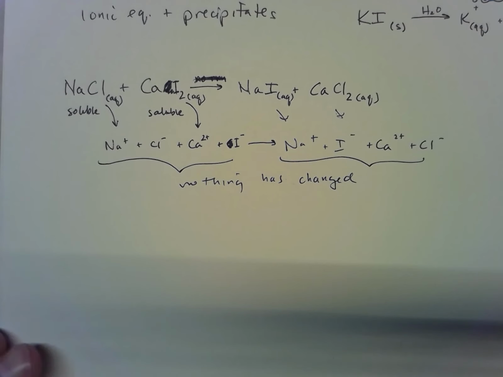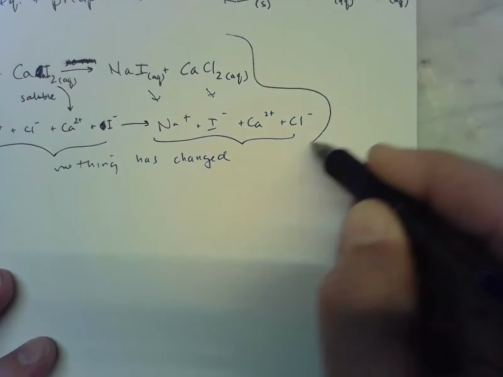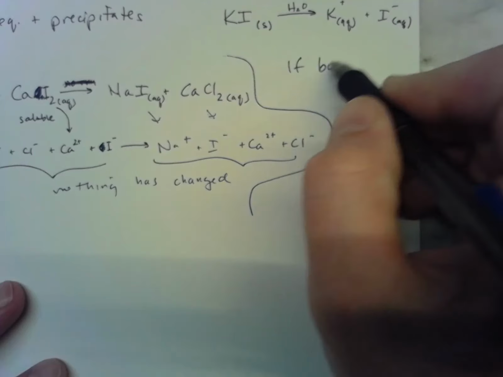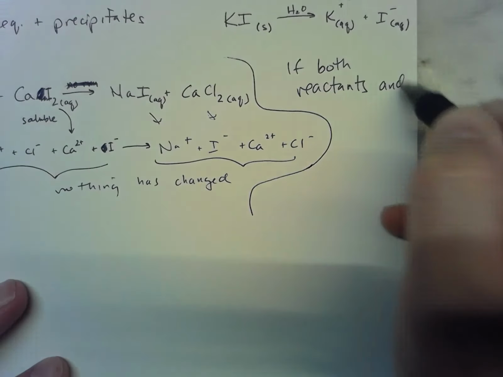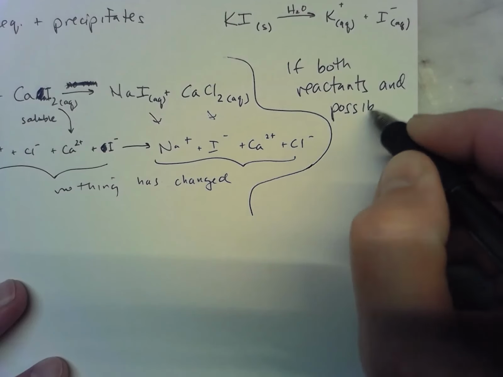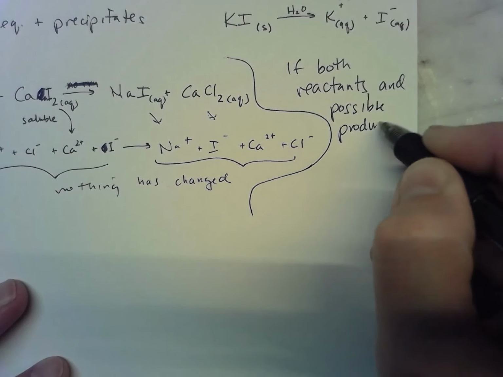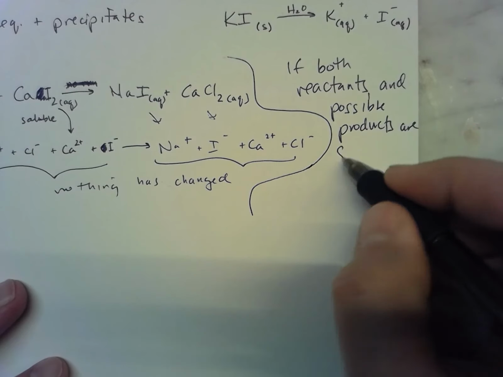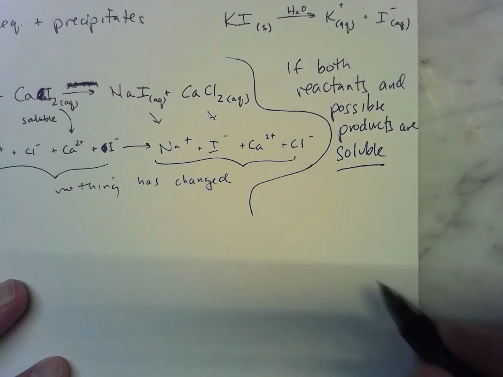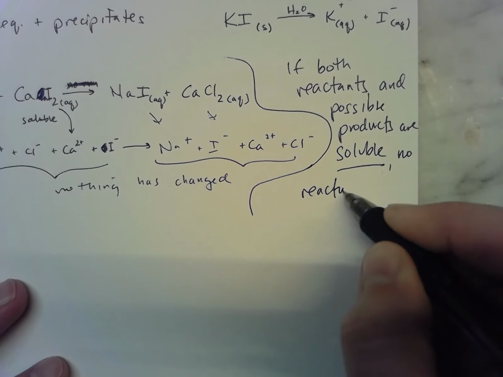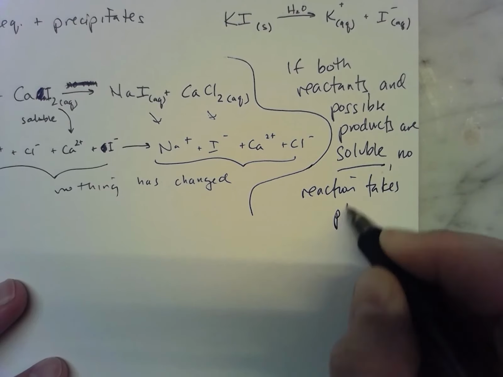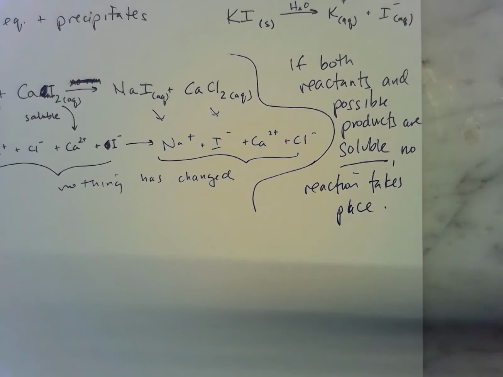Okay, so that's the basic thing about it. All right. So the rule then, if we want to just put in there, if both reactants and possible products are soluble, no reaction takes place. And that's it. That's really all you need to know. Okay?